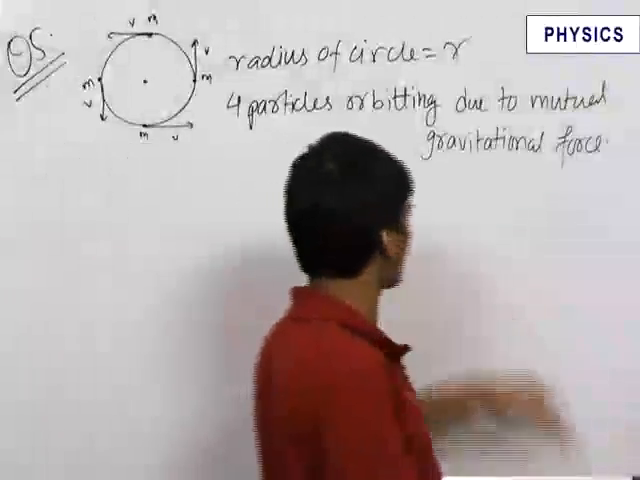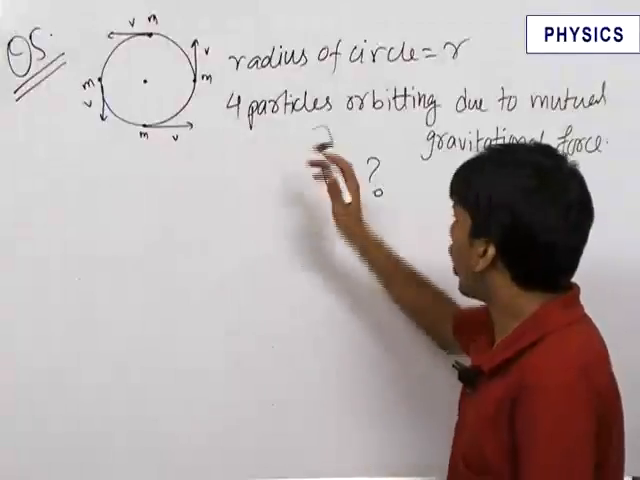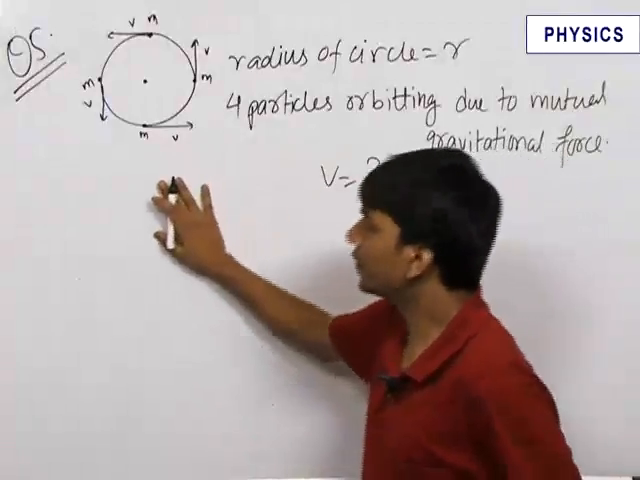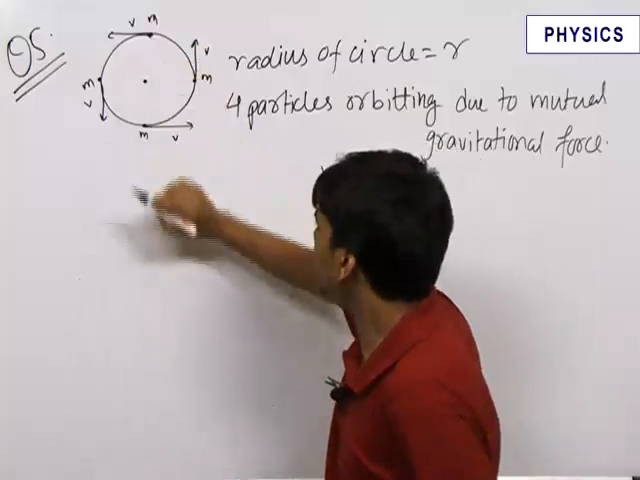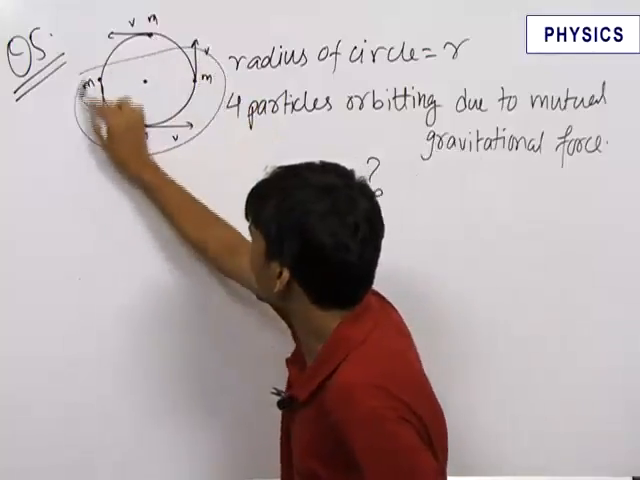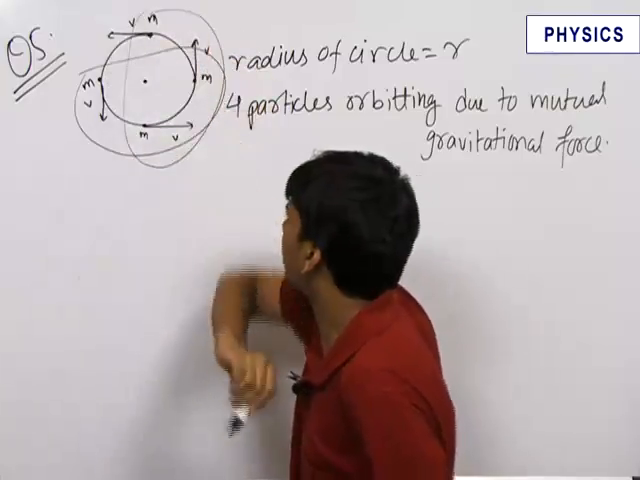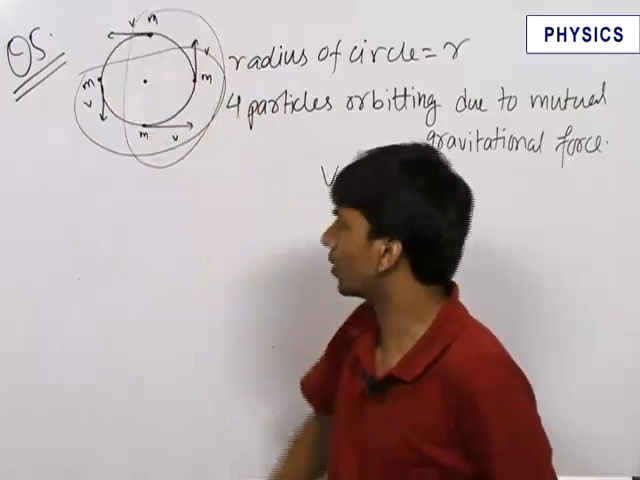In this question, we've been given 4 particles, each of mass m, orbiting in a circular path of radius r due to the effect of each other's gravitational forces. This particle is revolving in the circle due to the gravitational forces acting on it by these 3 masses. This one is rotating due to the gravitational forces acting on it by these 3 masses, and so on.